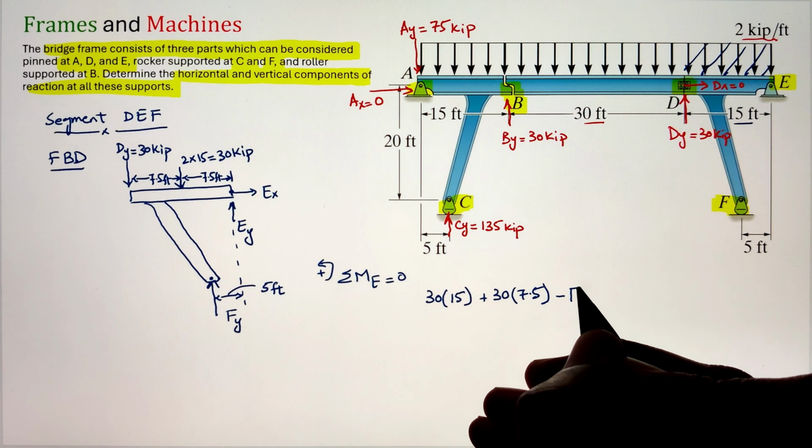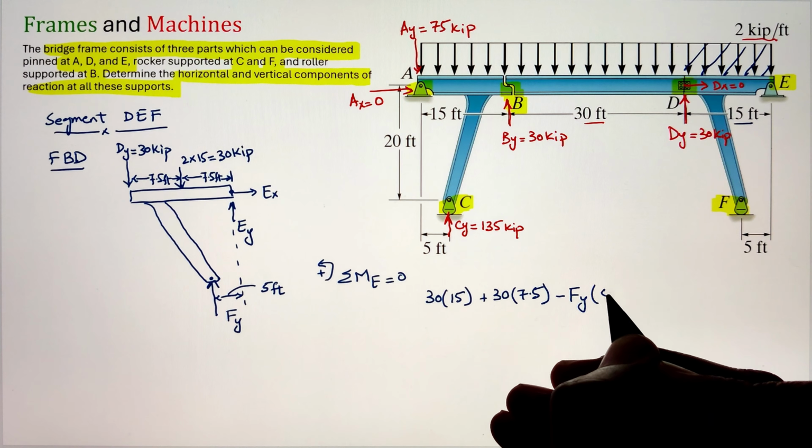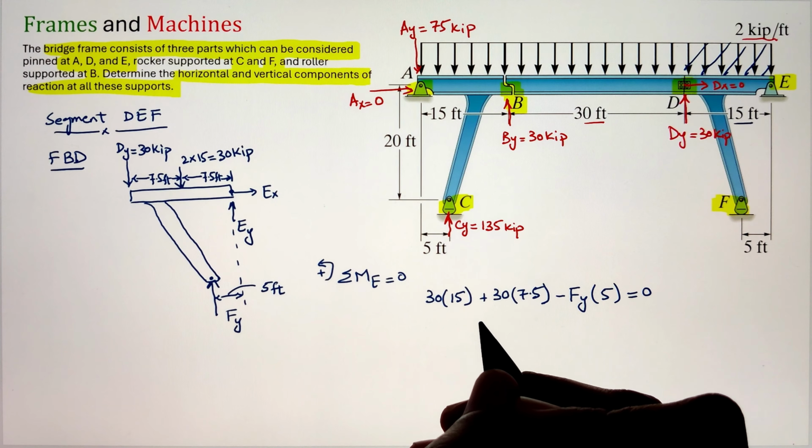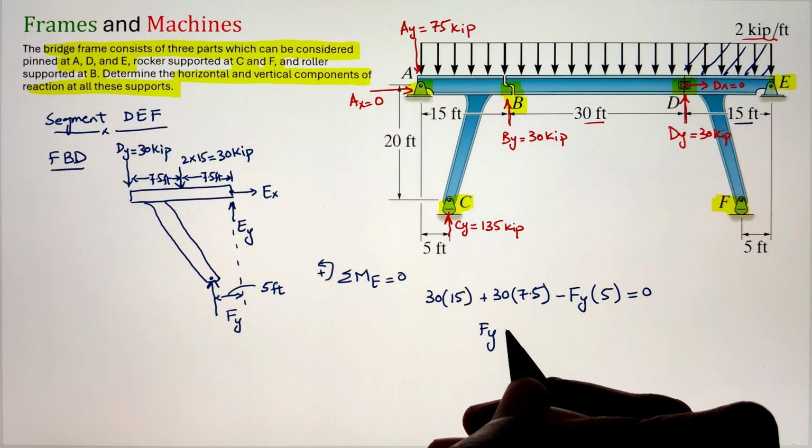That's why those two are taken as positive, whereas Fy going in the upward direction with a moment arm of 5 feet is going to create our clockwise moment. That's why it is negative. Next, Ex and Ey won't create any moment as they are passing through point E. Simplifying, we get our value of Fy as 135.